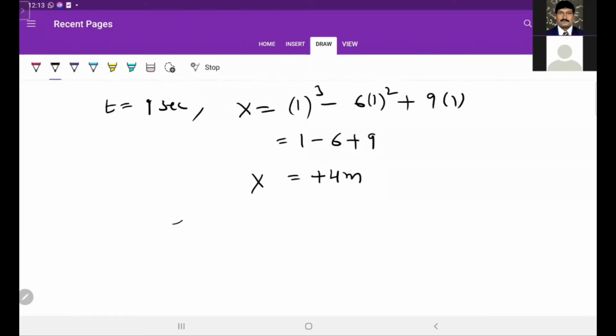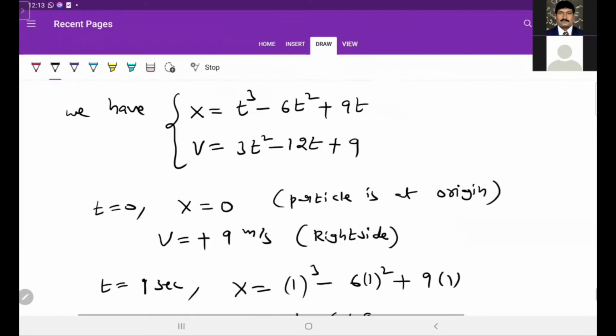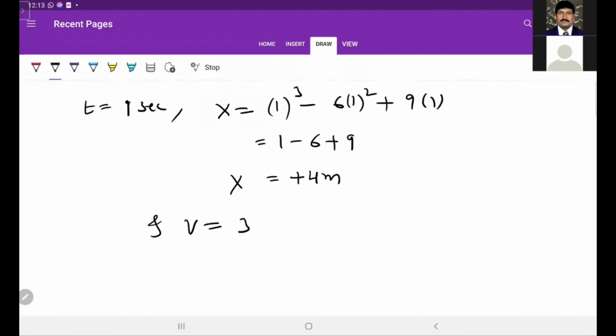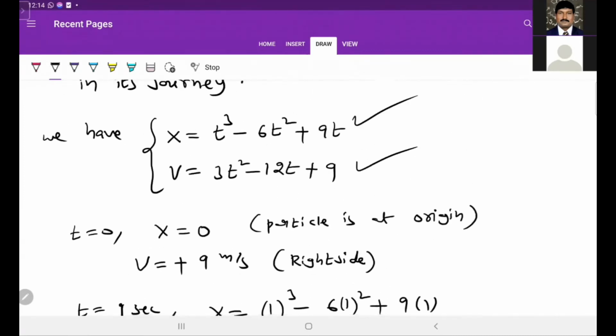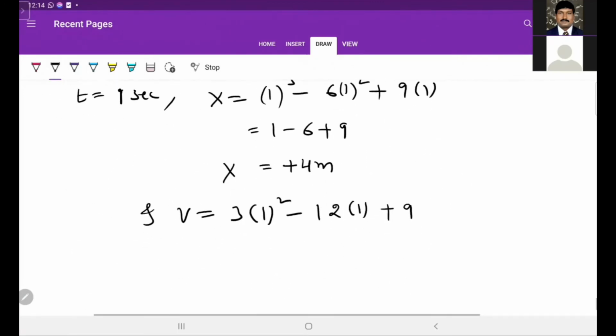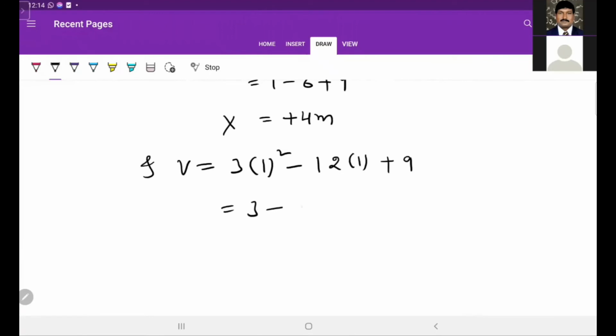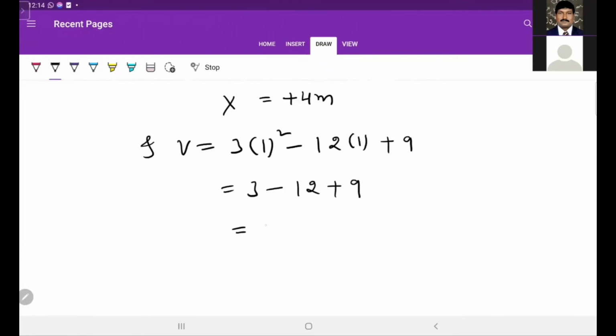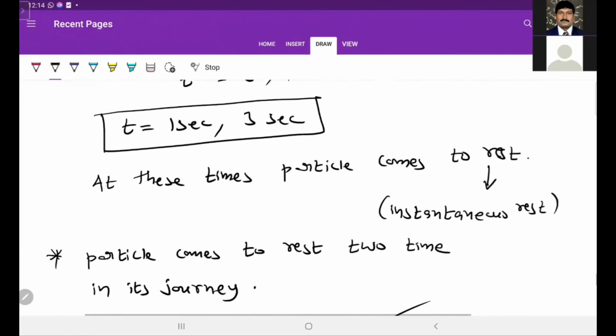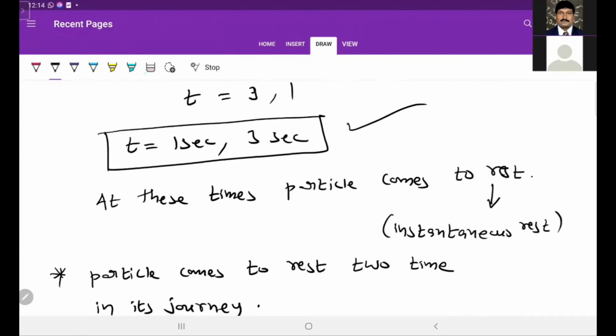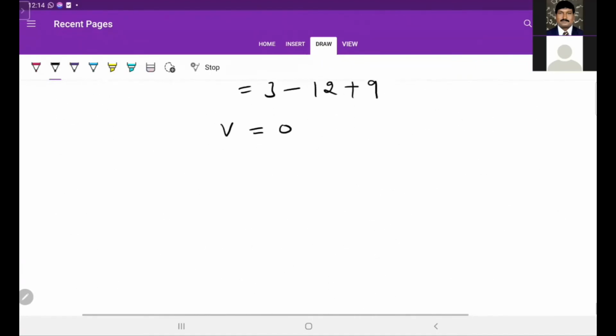What about velocity? v is equal to, substitute t is 1. So we get 3t square minus 12t plus 9 in the velocity equation. We get 3 minus 12 plus 9. So we're getting 0. Velocity 0. So it comes to rest. We already know at the time t is 1 second and t is 3 second, definitely this particle comes to rest. That is the reason at time 1 second velocity is 0.